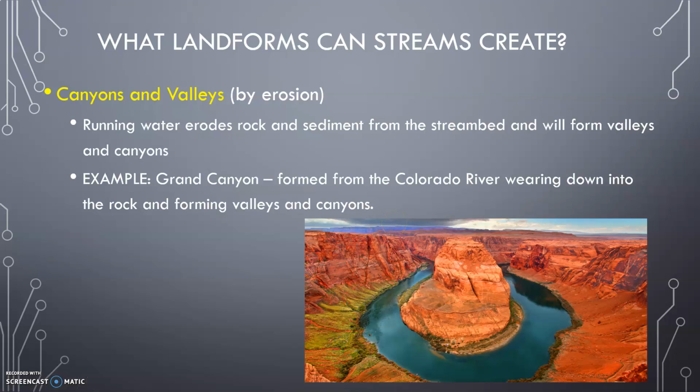This particular picture is of Horseshoe Bend found in Arizona, and this area was formed from the Colorado River wearing down the rock and forming the valleys and canyons that are there today. So over 1 million years, this will look very different than it does now. And if you notice, the water looks still, but it's actually a river. So the water is flowing and all of these edges are slowly being weathered, eroded away every single day.